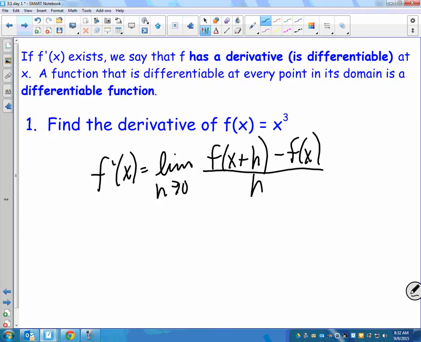There's no number in this. We're going to keep x in it. So that means I'm going to plug x plus h in for x. So that's going to be x plus h cubed minus x cubed all over h. With me so far?